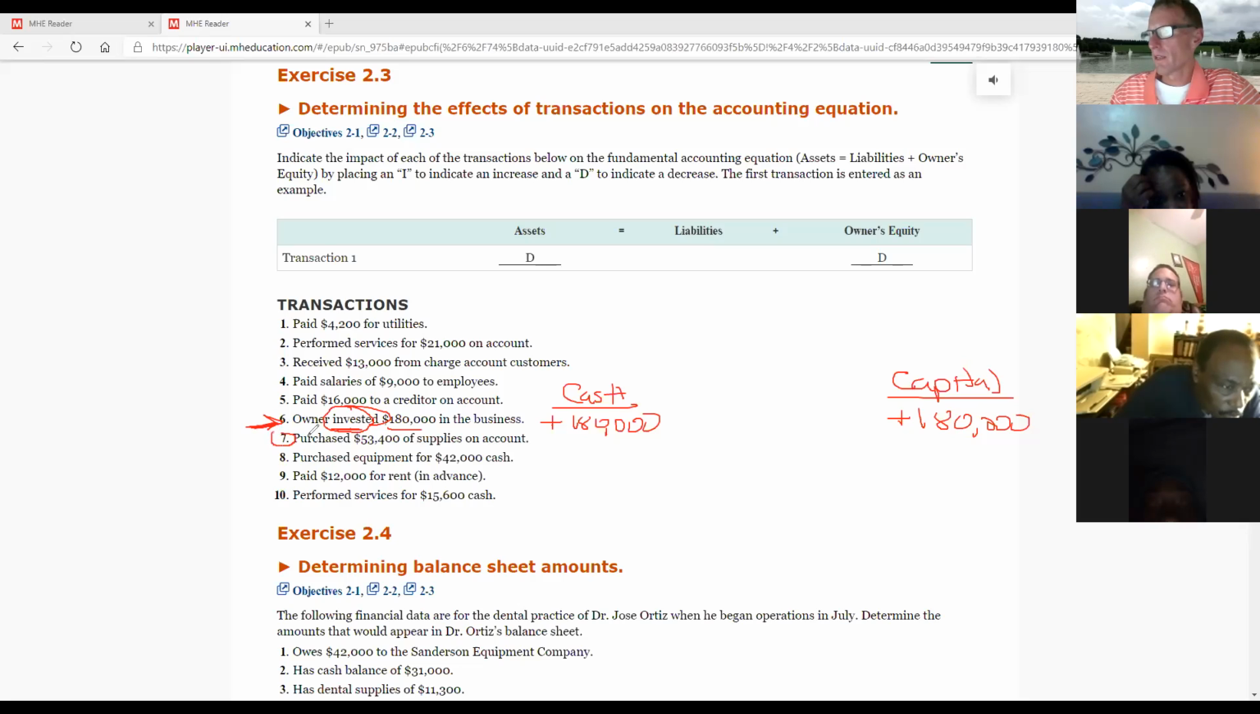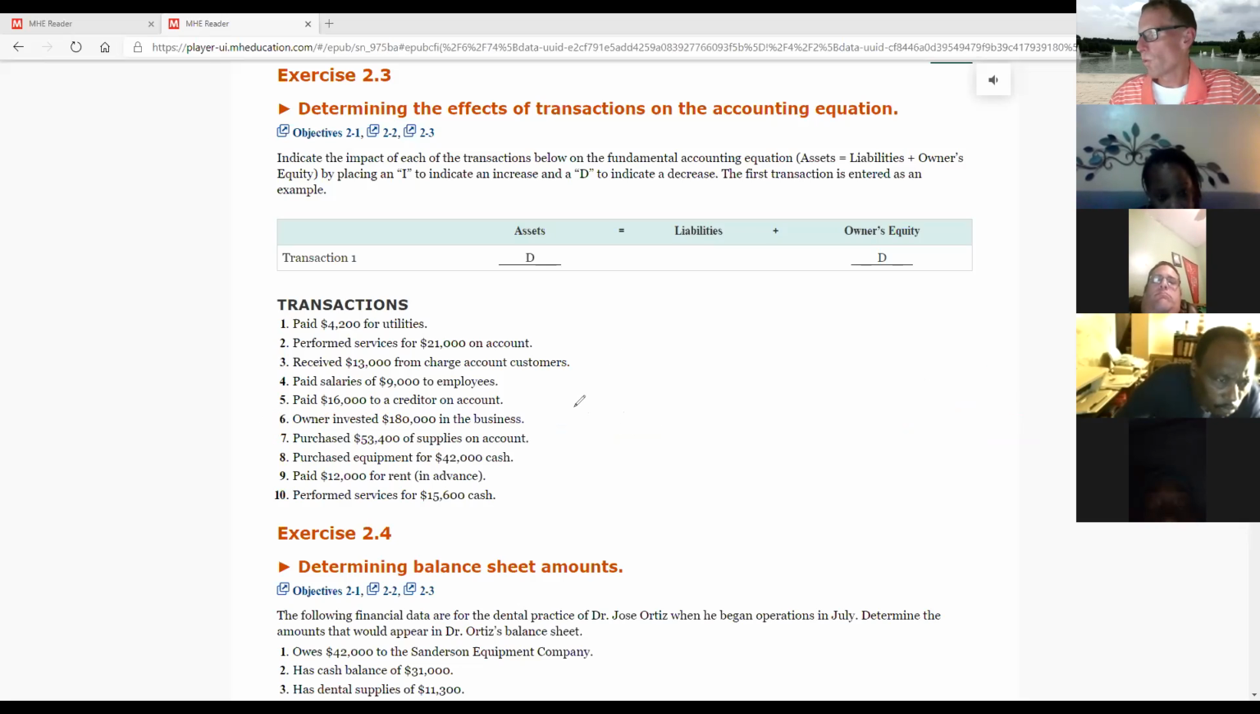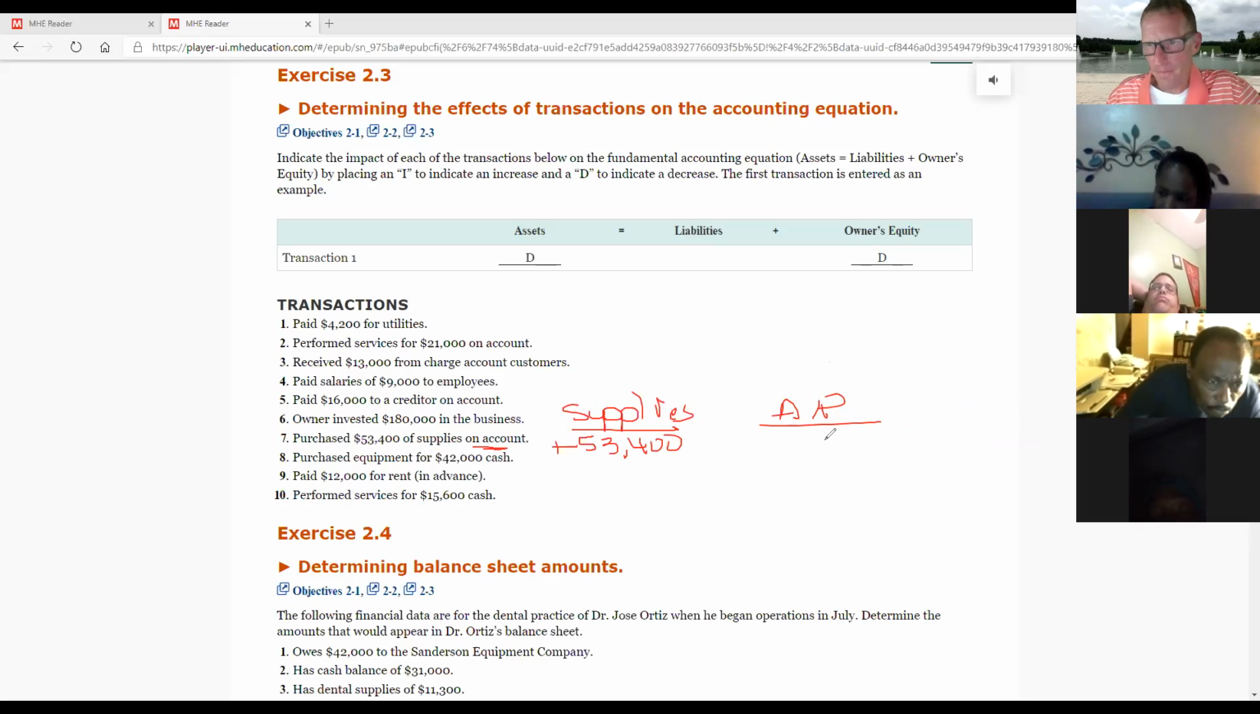7, purchase supplies on account. So on that one, we would have supplies, which again is an asset. You'd say 53.4, I'll say plus. On account means accounts payable, which is your liability. Decrease. And what do you think? Decrease. No, that'll be increase.